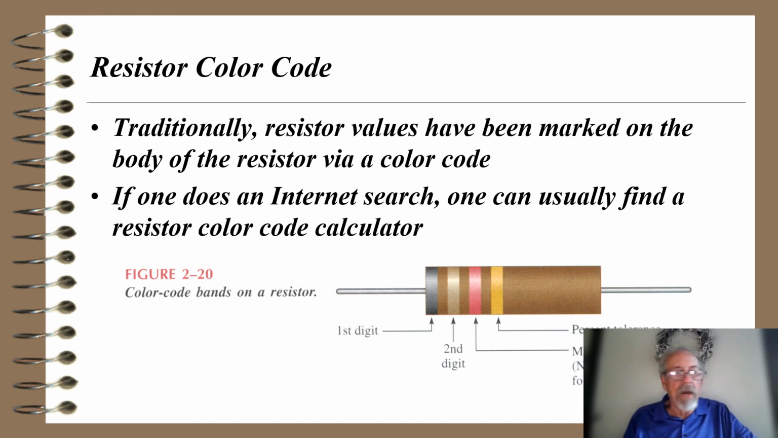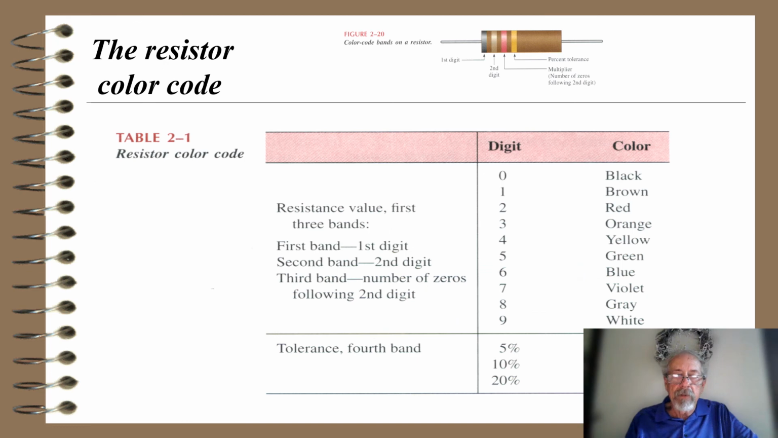The resistor color code we talk about, but we try not to harp on it because, again, you don't find these things anymore. So traditionally, resistor values have been marked on the body of the resistor by a color code. If one does an internet search, one can usually find a resistor color code calculator. So you go to Google and you say, okay, what's the value of such and such a resistor? You list the colors of the various bands, and it'll come back and tell you. Or if you want a certain value resistor, you plug it in, and it'll tell you what color it should be. So here's the color code.